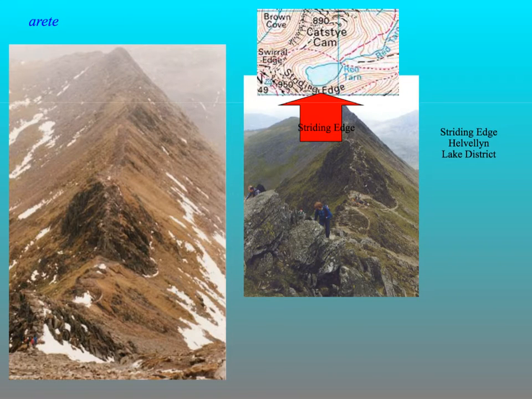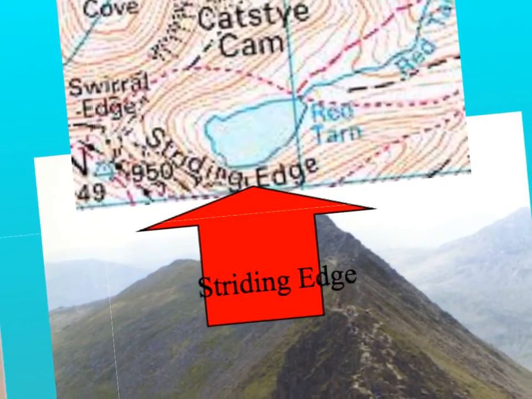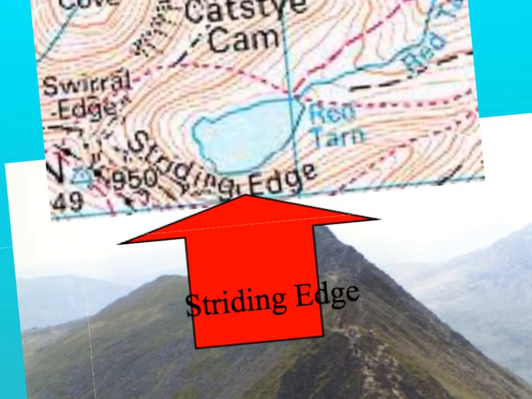Again, if we zoom in on this bit of map here, we can see Striding Edge there is a really good example of the contour pattern of an arête. Swirral Edge here also has it, so you've got very steep sides. Sometimes you'll get the image for cliffs there, and that will show you on a map that there is an arête there.